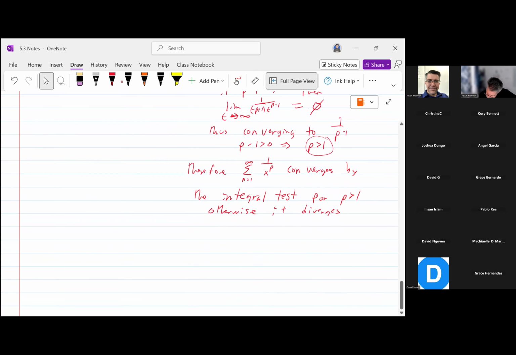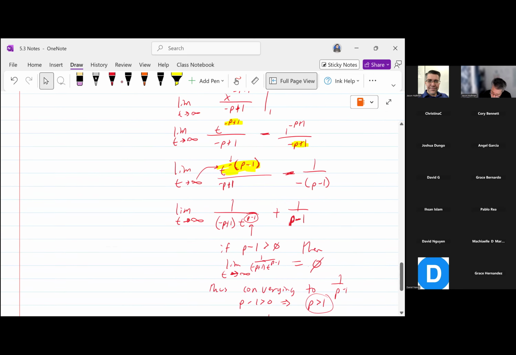So otherwise it diverges for p less than or equal to 1. Okay, so this is a proof of the p series using the integral test. We use the integral test to prove the p series. So what was the p series?